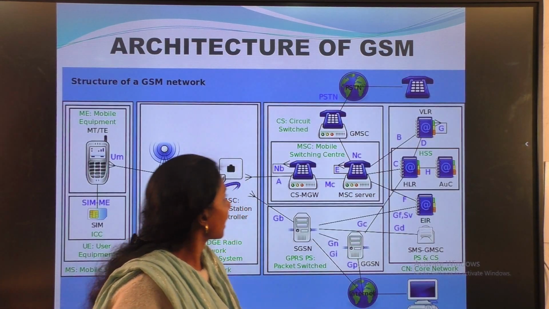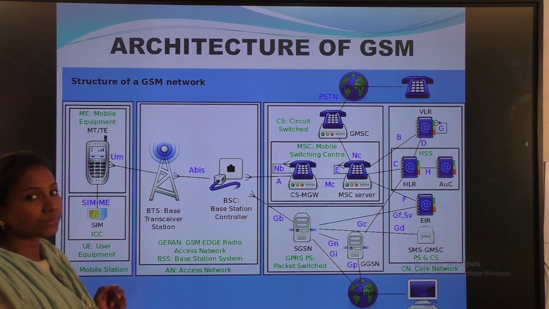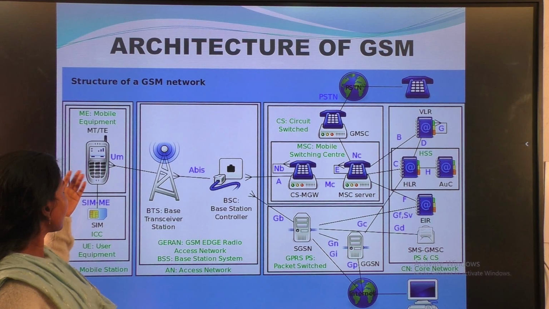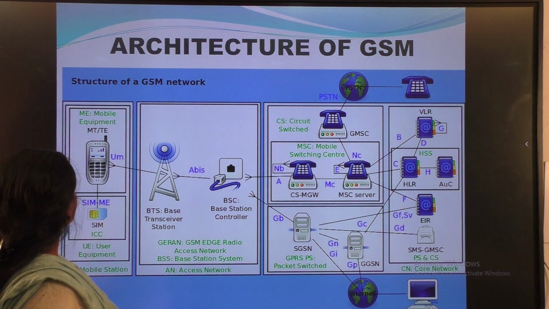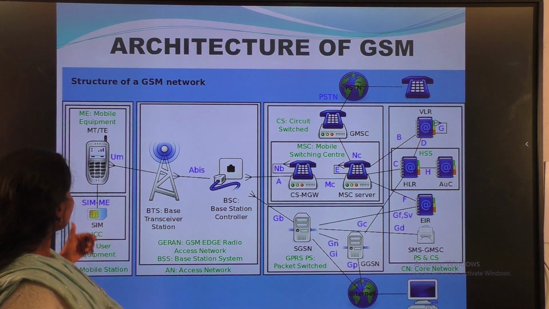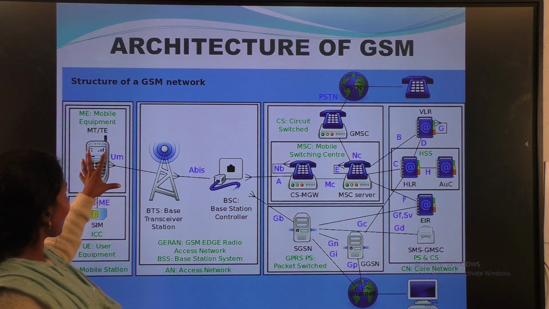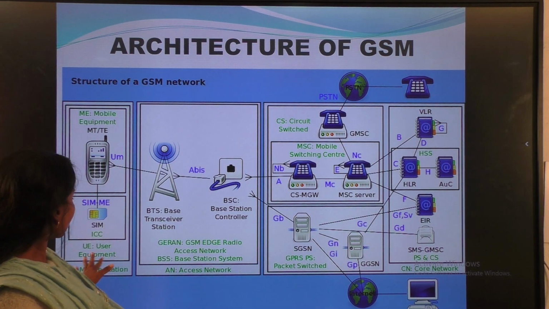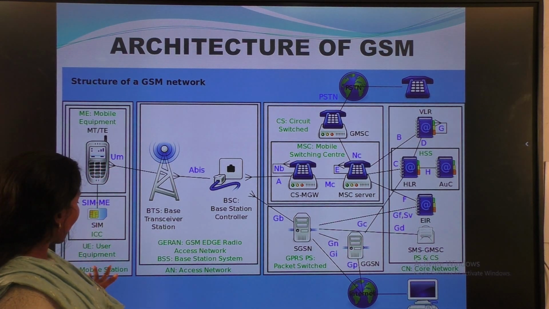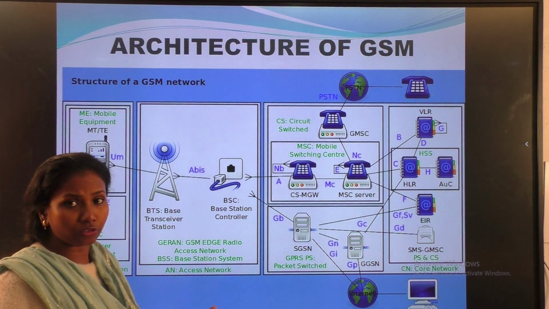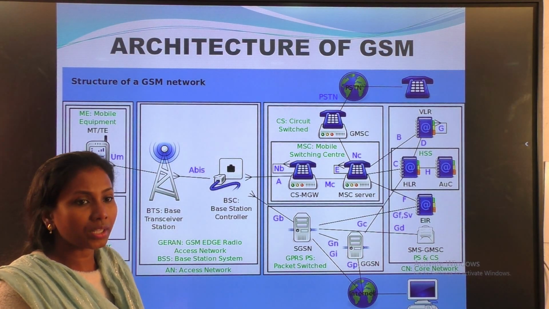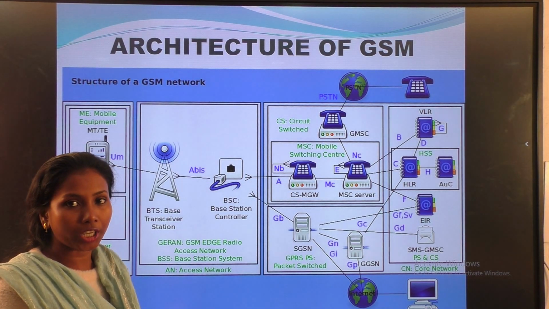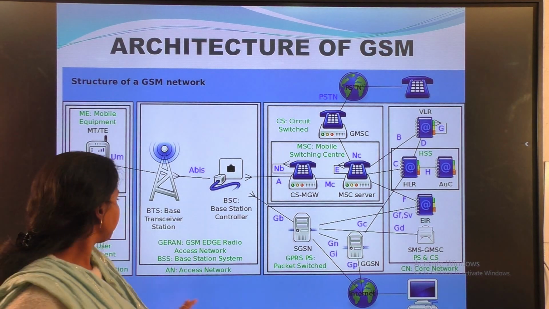So in another diagram, you see what you studied about mobile equipment, user equipment. Here your mobile device is there, and when you insert the SIM into your mobile device, that is the user equipment, and the mobile station is, in other words, the mobile devices. So in a network there are a number of users who use the mobile, so a number of mobile devices are there.